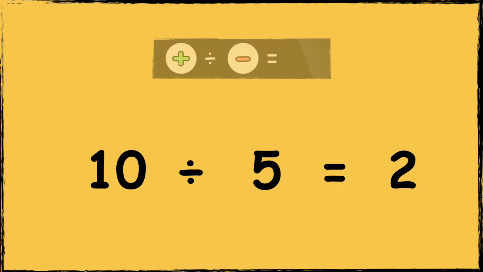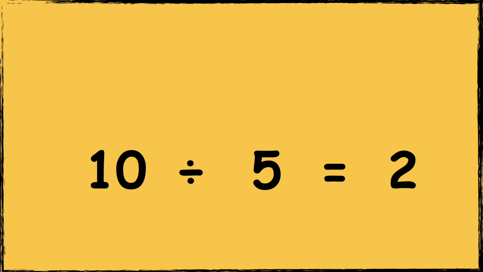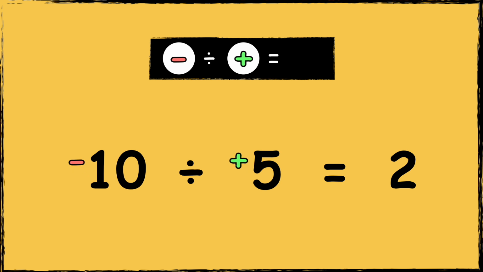Now what happens when we divide a positive number by a negative number? Positive 10 divided by negative 5 equals negative 2. So a positive divided by a negative will always give you a negative answer. Now let's look at the opposite, dividing a negative number by a positive number. Negative 10 divided by positive 5 equals negative 2. A negative divided by a positive will always give a negative answer.